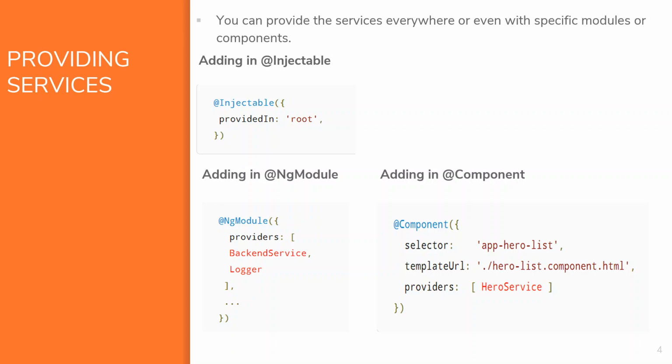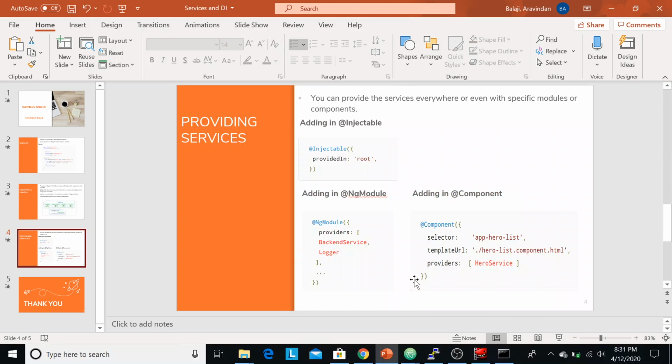So I've told what a service is and what dependency injection is, and finally I've showed how we can include the service as a dependency at either the module level, component level, or the global level. So let us see a practical example so that you guys can understand it better.